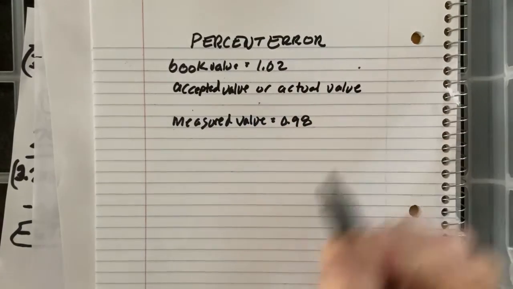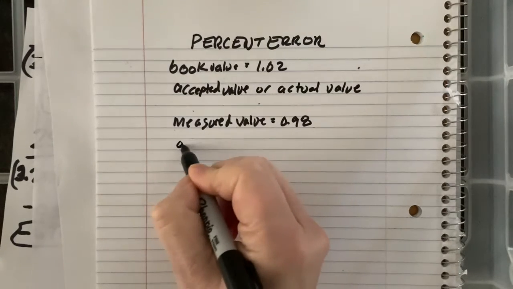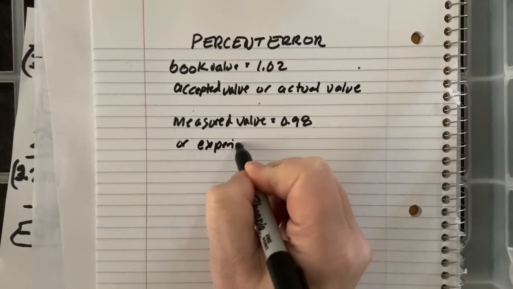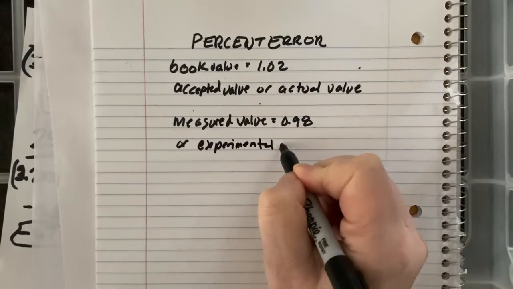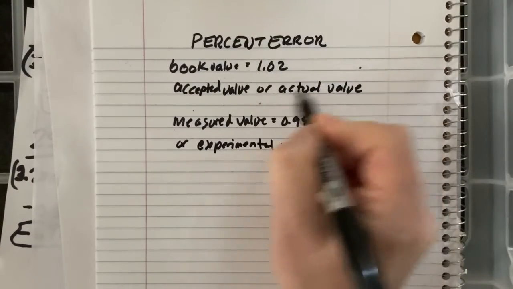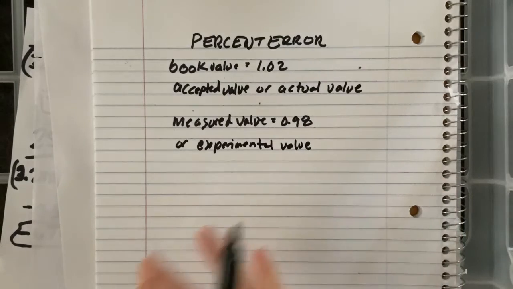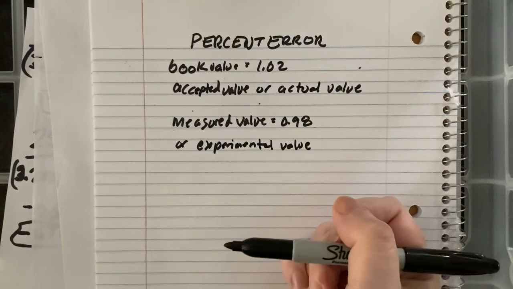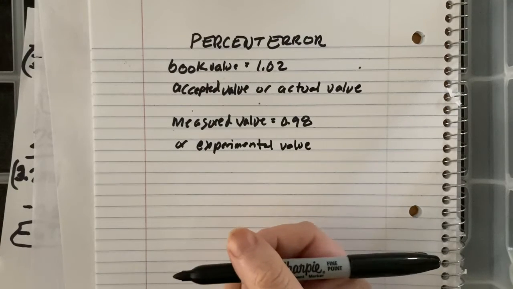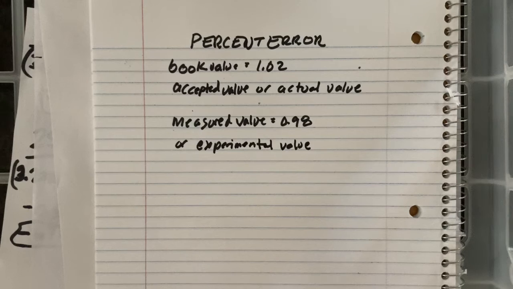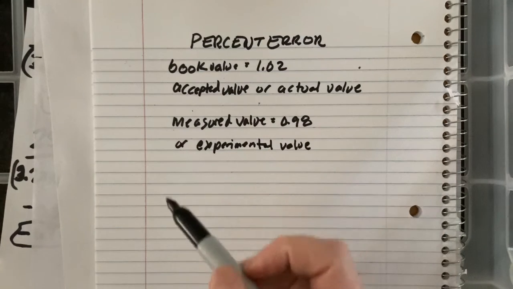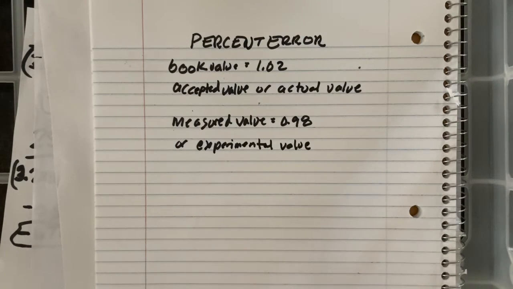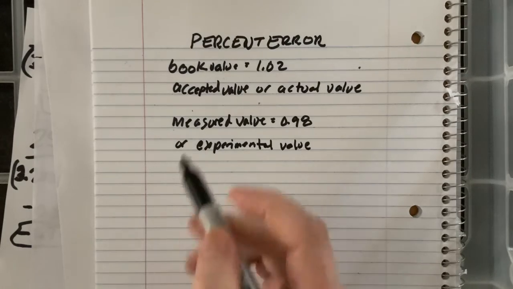okay? The measured value could also be called the experimental value. So just be aware that you could see a lot of different words out there. I didn't put units on my percent error because this works for any time you're comparing two values. So you could be comparing two densities, grams per centimeter cubed. You could be comparing two energies, joules. You could be comparing any two items from the book value and the measured value. So I'm just going to leave all of the units off because they cancel anyway when I do the problem.